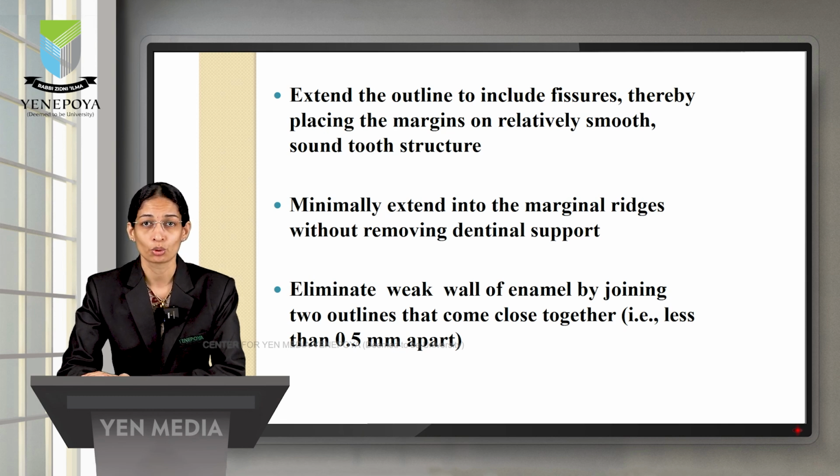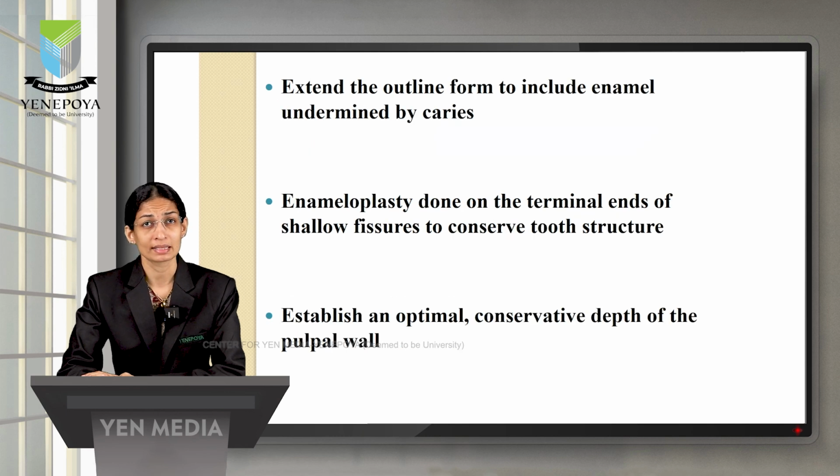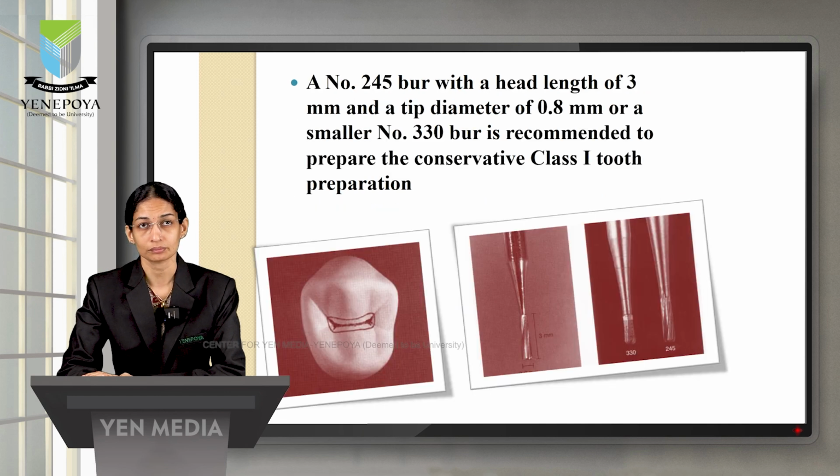Eliminate all weak walls of enamel by joining two outlines that come close together, that is, less than 0.5 mm apart. Now extend the outline form to include the enamel undermined by caries. Enameloplasty is done on the terminal ends of shallow fissures in order to conserve the tooth structure. Also establish an optimal conservative depth of the pulpal wall.